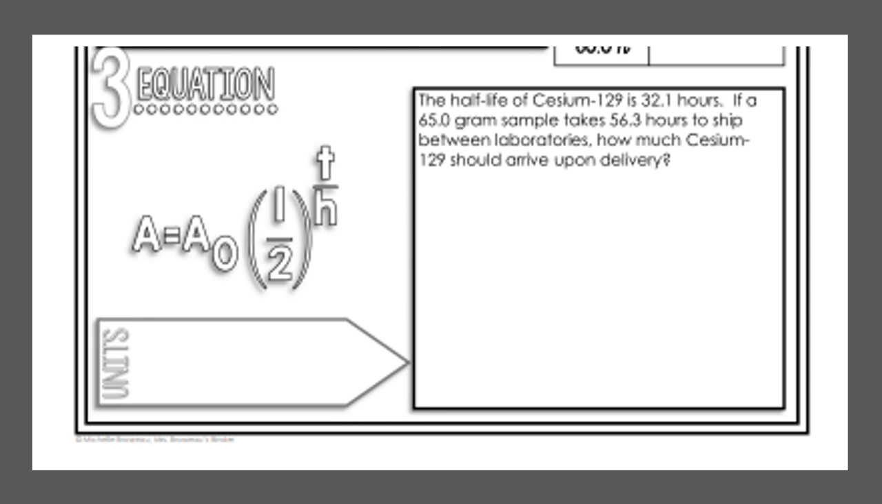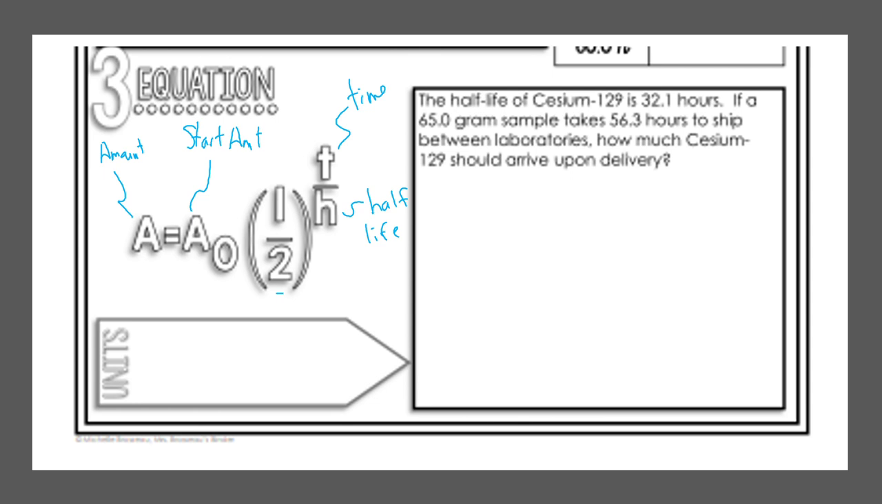And finally, we can use the equation. Here's my equation. All right, so this is my amount. This is my starting amount. Here's my base of a half. And this is my time. And this is how long my half-life is. Now, time and half-life should have the same units.